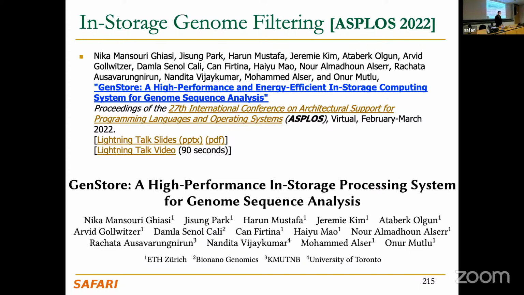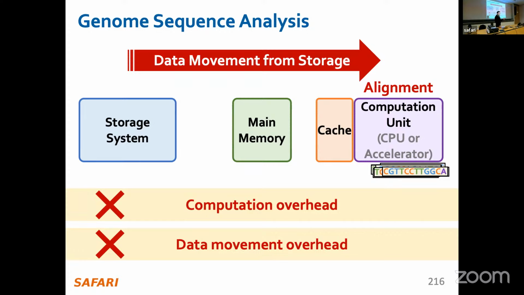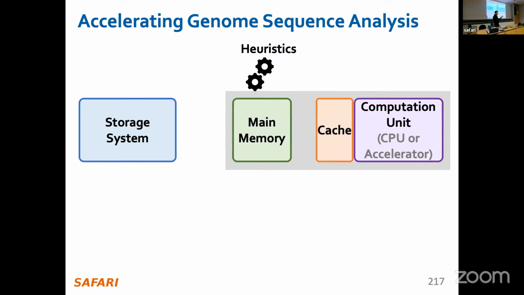This is another example of how costly data movement can be. In genome sequence analysis, we have a storage system that may be storing the genomic data, and the data goes through the entire stack of the architecture down to the computation, for example the CPU, to be processed. And we know that this is costly, right? There's a data movement overhead because it moves from the storage system down to the CPU. People are of course designing heuristics to reduce the data movement up to a point, meaning they sample the data. And we're also designing accelerators and some filters to accelerate the computation.